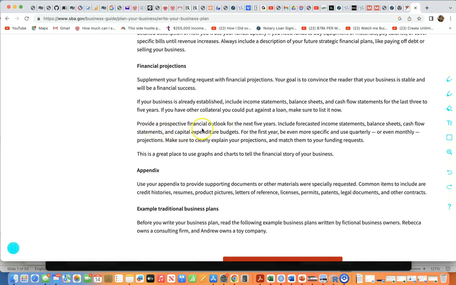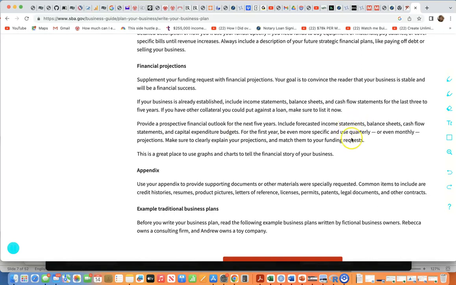It says provide a prospective financial outlook for the next 5 years. This is an estimate. It's simply a forecast. You know it's not going to be exactly correct, but this is what you predict will happen. So we'll have forecasted income statements, forecasted balance sheets, forecasted cash flow statements, and then capital expenditure budgets. Capital expenditure just shows the outlay of cash for large items. It could be buildings, machinery, equipment.